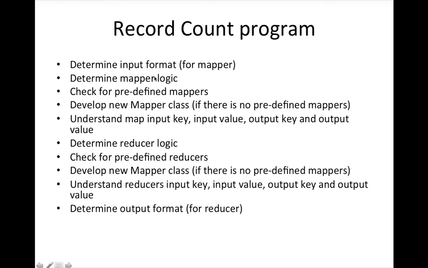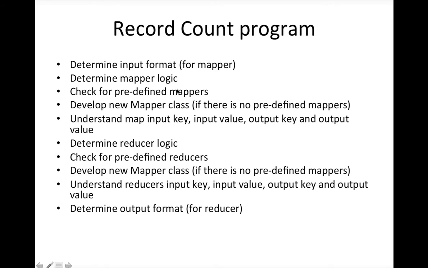First, we need to determine the input format for our mapper, for our deck of cards against which we are trying to do the row count, or we can apply the same thing on our New York Stock Exchange data also, or any other data set where data is separated by new line characters. For that kind of data, we can use the text input format. And I have already explained what the mapper logic should be, and we will see how to implement that.